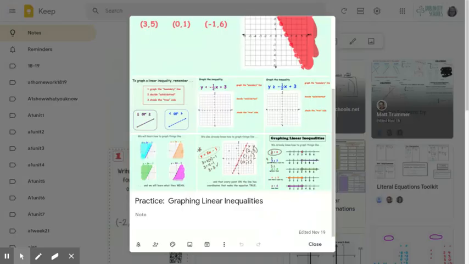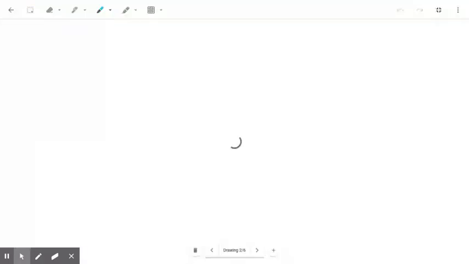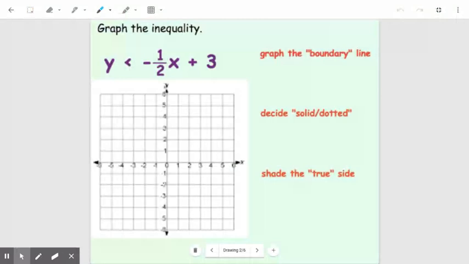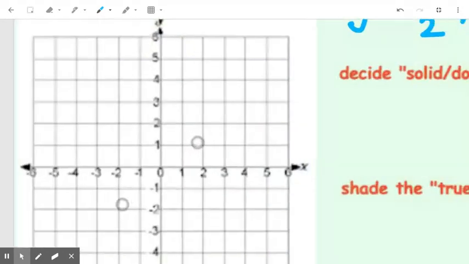So let's look at another example. If you notice, this problem has the same slope and y-intercept, but it has a different inequality. This one is just less than. So first step, graph the boundary line. So again, it's going to be y equals -1/2 x plus 3. I'm going to go up to 3 and then use my slope.